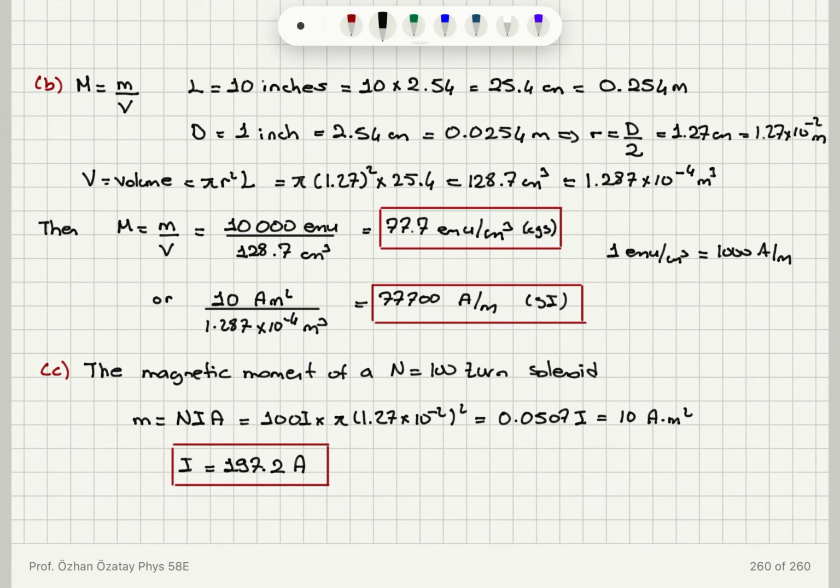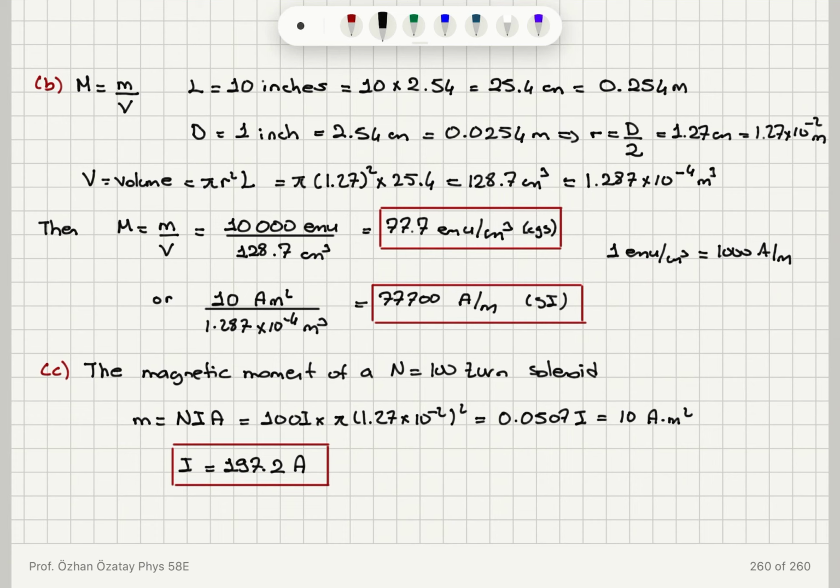The magnetization is found by dividing magnetic moment with volume. For this I have to convert from inches to centimeters and meters, and also be careful, the given quantity is diameter, so I have to divide it by 2 to find the radius. So the volume is pi r square times L, and when I divide the magnetic moment in CGS with the volume in centimeter cube, I find 77.7. Multiplying it by 1000, I find 77,700 ampere per meter magnetization in SI.